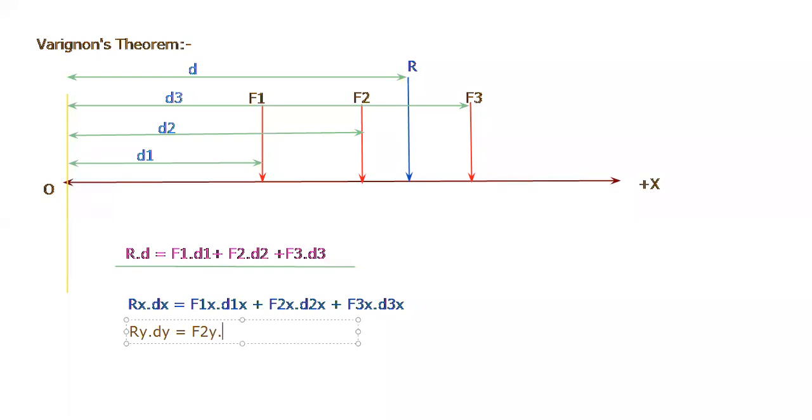F1y, Y component of force F1 multiplied by D1y, that is the distance in Y direction, plus F2y into D2y, plus F3y into D3y.